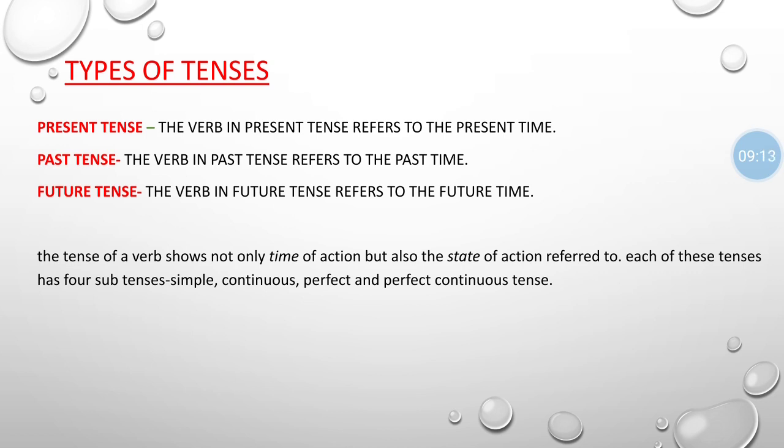Past tense: the verb indicates the past time. It means the action is already over, the action has already happened. When we are dealing with the object at that time, before that, the action is already over, already completed. Future tense: the verb in future tense refers to the future time. When we are dealing with this object or any kind of subject matter, that time the action will not start. It means the action will start in future. It indicates the future aspect, the future time.